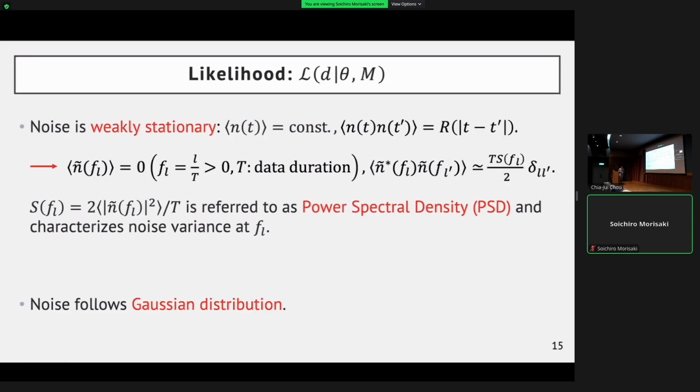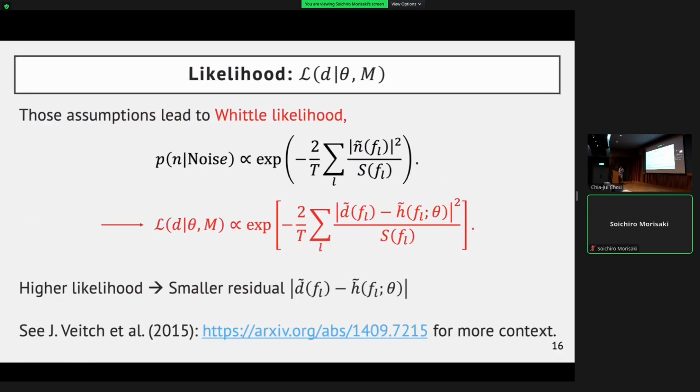And the second assumption is that instrumental noise follows a Gaussian distribution. This is a simple assumption. Combining those two assumptions, we can prove that the Fourier transform of instrumental noise follows this simple Gaussian distribution with the diagonalized covariance matrix, as you can see. This noise distribution model is referred to as the Whittle likelihood. Finally, substituting the data minus the CBC waveform model into the noise, we obtain the standard stationary Gaussian likelihood for CBC parameter estimation.